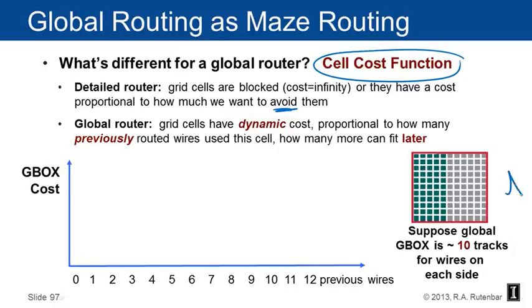So suppose in my little example shown at the right of a little G-box, the G-box is 10 tracks. And we're pretending there's just one layer to be very simple-minded here. So what does the G-box cost look like? Well, the horizontal axis says how many wires have been routed here.